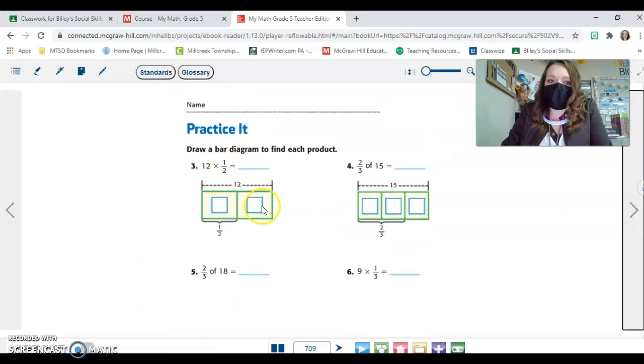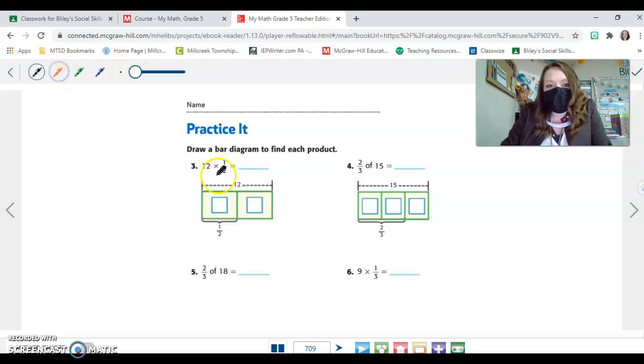Now let's try 2 examples. So it says 12 times 1/2 equals what? Well, my whole equals 12. I'm dividing by 2. My bottom number tells me how many sections I need to split. My denominator determines how many sections I need to split my whole bar diagram into. So I have 2 as my denominator. I have 2 sections in my bar diagram. Okay, so 12 is my whole number. 12 divided by 2 gives me 6 in each. I need 1/2, which is 6.